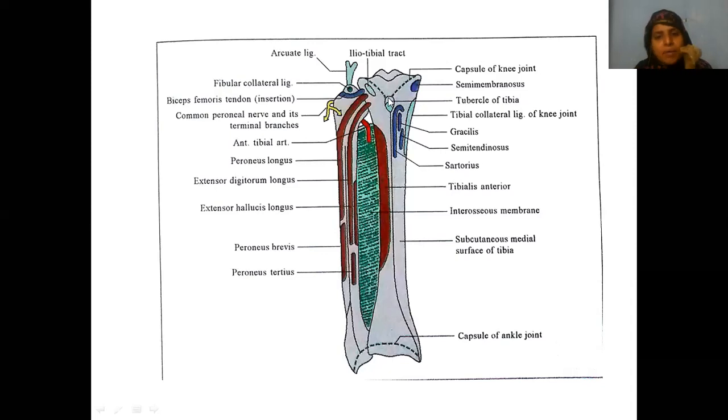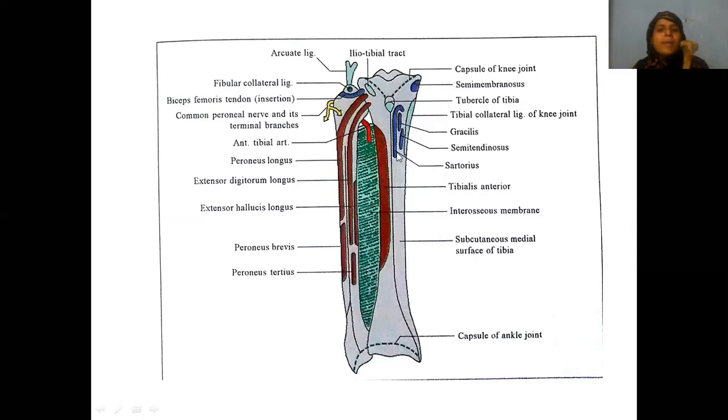Okay, very good. Then I told you here we will have an articular facet for the articulation of which bone? On the lateral aspect? Fibula. What is the name of the joint here? Superior tibiofibular joint. Very good. Now let us see the attachments on the medial surface.